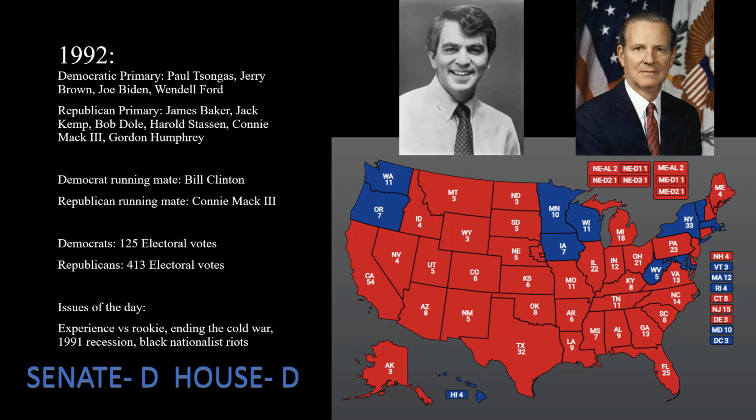The Democratic primary is won by the senator from Massachusetts, Paul Tsongas, who fends off California Governor Jerry Brown, Delaware Senator Joe Biden, and Kentucky Senator Wendell Ford. He ends up choosing the governor of Arkansas, Bill Clinton, as his running mate, and Baker chooses the senator from Florida, who also ran in the primary, Connie Mack III. Baker easily wins, winning the popular vote by 8 points. He is helped a lot by his experience. Baker's experience helps him overcome the strong memories in the American population about the recession in 1991, as well as the rise of black nationalism.